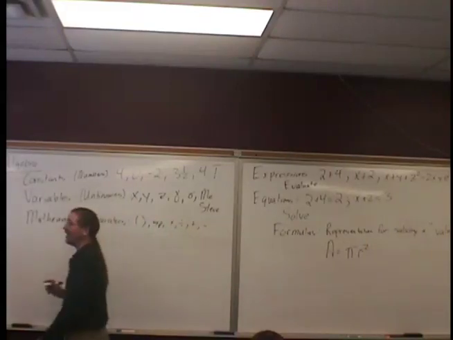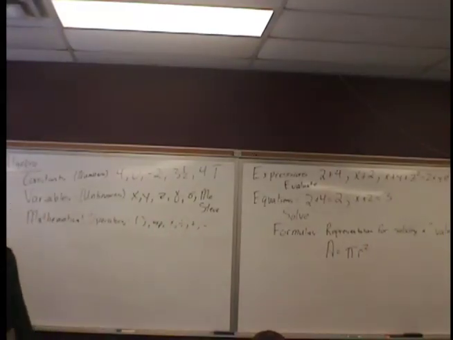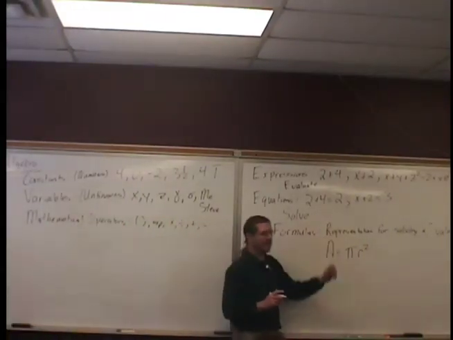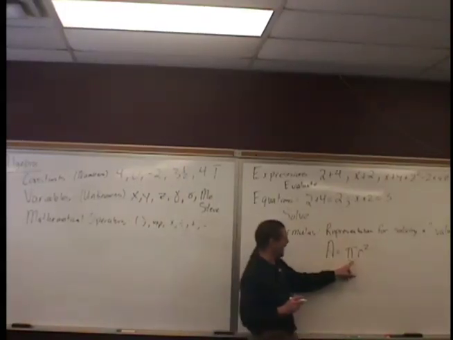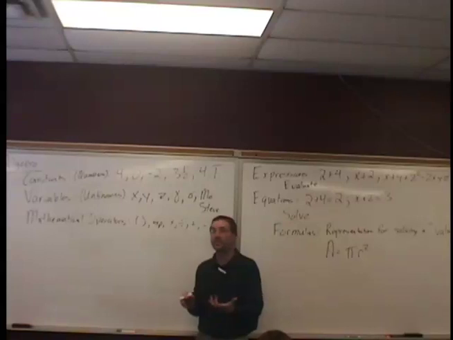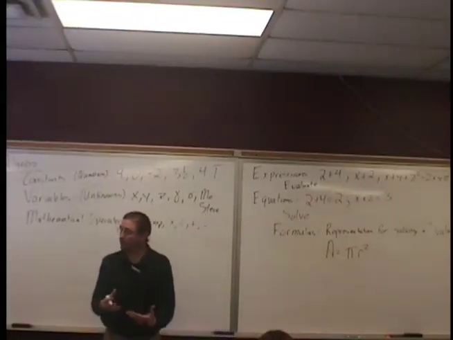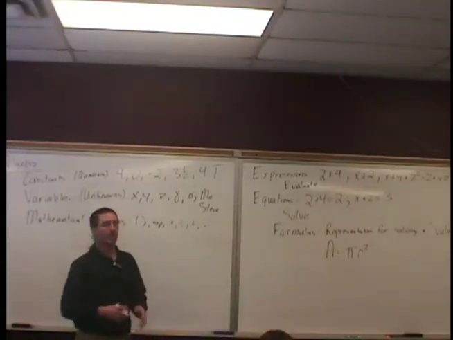The area is pi r squared, right? Pi times the radius squared. This formula is a way to represent how to calculate area, right? Because the area is pi times whatever the radius of your circle is, squared. Standard way of calculating the area of a circle.